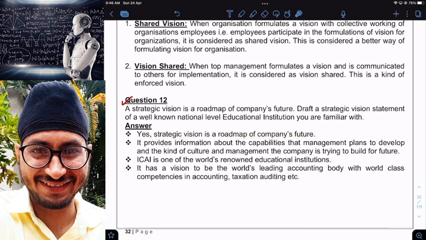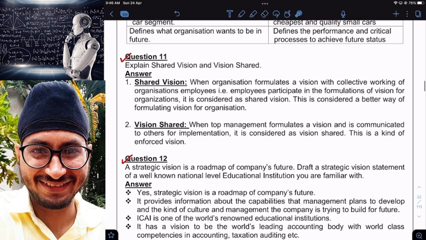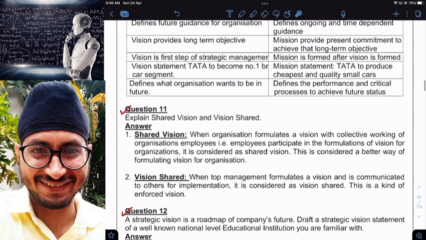Yes, strategic vision is a roadmap of company's future. It thinks about future. It provides information about what capabilities that management plans to develop in future and the kind of culture the management company is trying to become. For example, ICEI is one of the world's renowned education institutions. And what is the vision of ICEI? It has a vision to be the world's leading accounting body with world-class competencies in accounting, taxation, auditing, etc. This concept also we have already discussed.